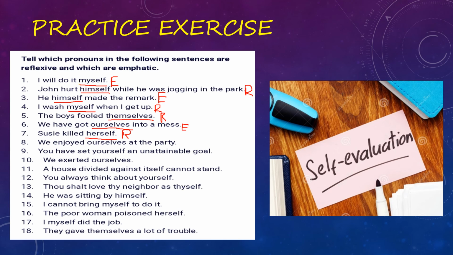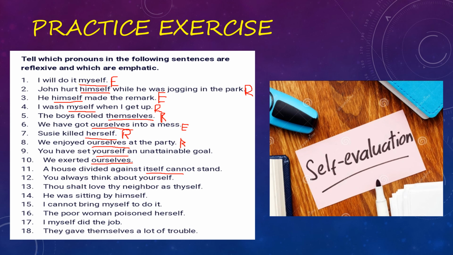Next, we enjoyed ourselves at the party. We enjoyed what at the party? Number 8: we enjoyed at the party. The sentence is still not clear. So it will again be a reflexive pronoun. You have set yourself an unattainable goal. Again this yourself is going back to the word you. So this is again a reflexive pronoun. Next, we exerted ourselves. Reflexive pronoun. The house divided against itself cannot stand. Against itself. Again a reflexive pronoun.